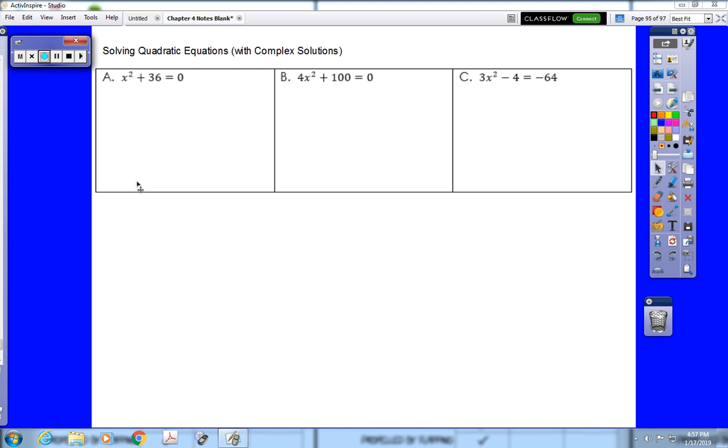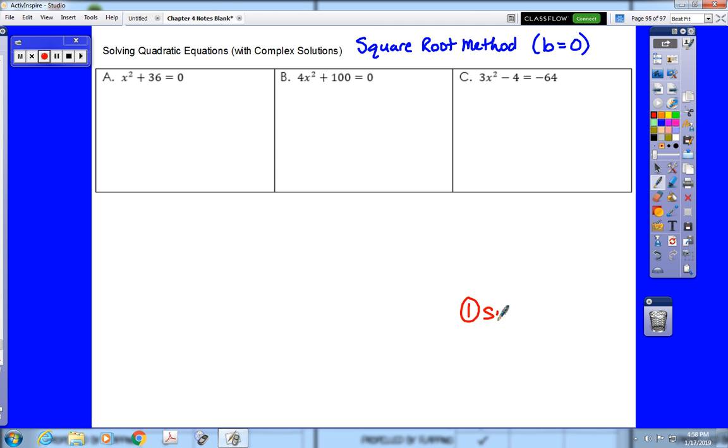So A, B, and C here, these first three examples, are all examples of the square root method. We know they're square root method examples because they do not contain an x term. That is, their b value is equal to 0. They only contain an x squared and a number. So this process is very simple. Your steps are solve for x squared and then take the square root. That's it. That's all there is to it.